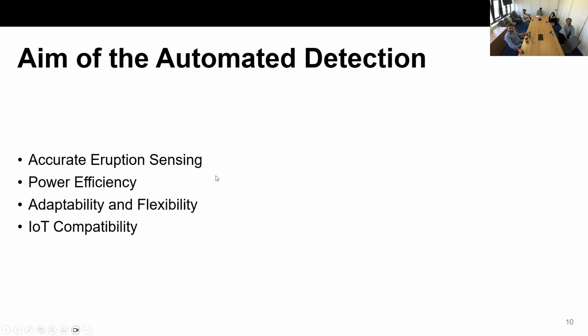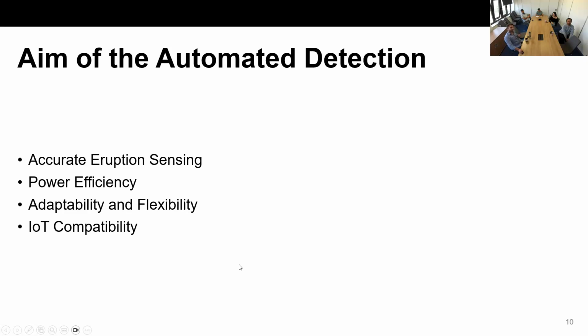The aim of the automatic detection here is that we need accurate eruption sensing. We need to be power efficient because the system is on all the time. The system has to be flexible. This is such an important feature because most of the detection parameters are unknown, as they depend on the type of soil, which affects the speed of the wave, and on the nature of the vibration that the volcano creates. So there are a lot of unknowns about the parameters. That's why the system has to be flexible, and has to be set in the field mainly.